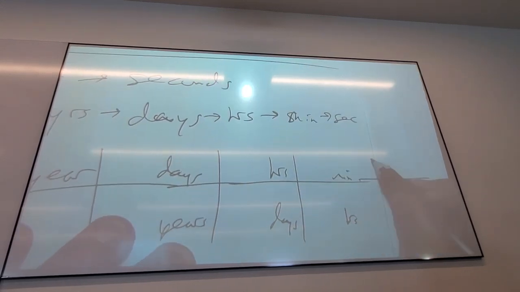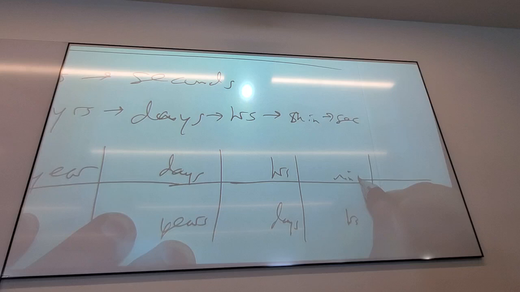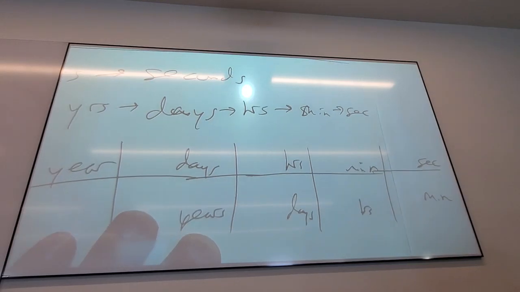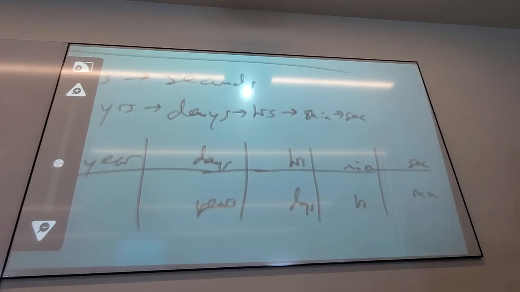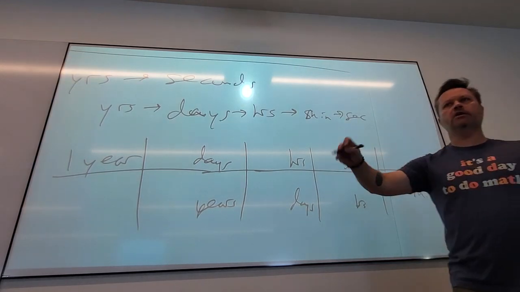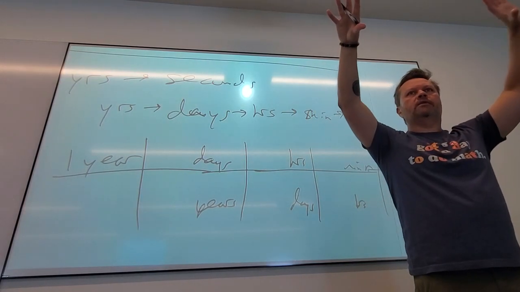And then get rid of minutes, replace with seconds. So that first step is not numerical at all. It's just make the freaking units die. Then I come in with the numbers, yes?